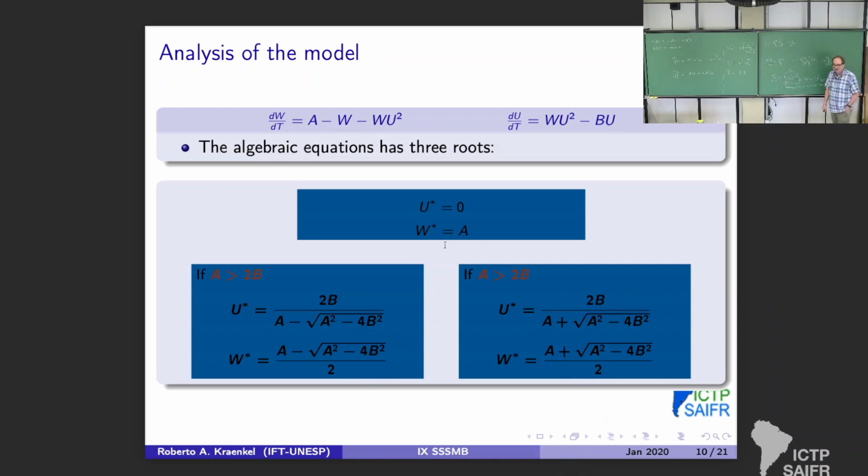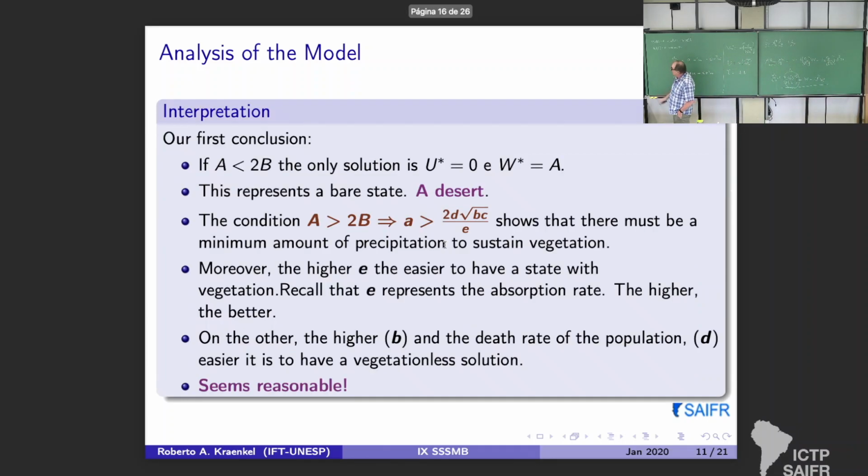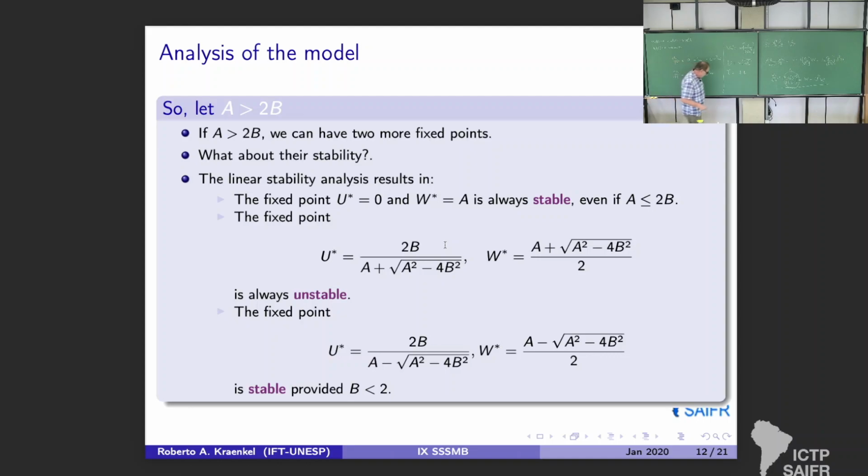Then, well, you would obviously ask, will these two solutions be stable or not? Okay? So this goes through stability analysis, which we have not explicitly studied here, but I guess you already remember. If I perturb the fixed point, then I want to see if the perturbed solution goes back to the fixed point or goes away. Okay? So you can do this for these equations. So we will assume that A is now bigger than 2 times B, because otherwise there's no fun, okay? That's just a desert.